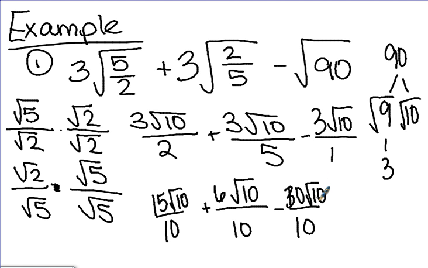Now they all have the same roots, they all have the same denominators, so I can go ahead and combine like terms. 15 and 6 is 21, and 21 minus 30 is 9. So the answer is negative 9 root 10 over 10.